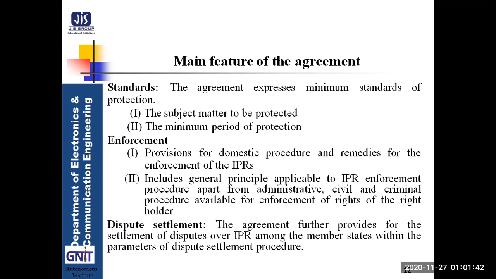The main features of this agreement are as follows. Standards: the agreement expresses minimum standards of protection, the subject matter to be protected, and the minimum period of protection. Enforcement: provisions for domestic procedures and remedies for the enforcement of the IPRs, including general principles applicable to IPR enforcement procedures apart from administrative, civil, and criminal procedures. Some dispute settlements are also there. The agreement further provides for the settlement of disputes over IPR among the member states within the parameters of the dispute settlement procedure.